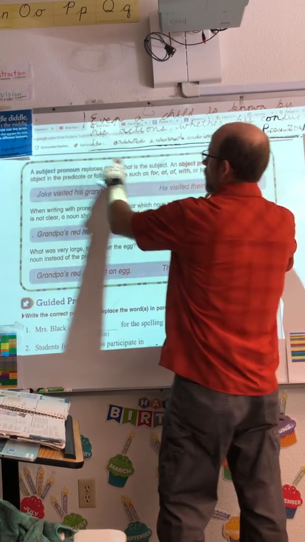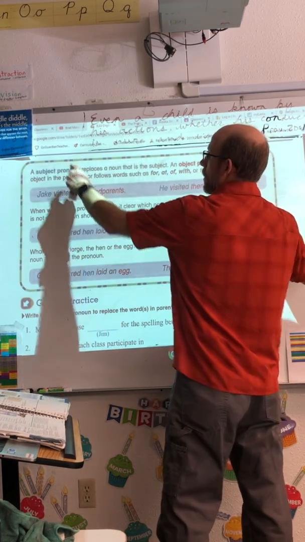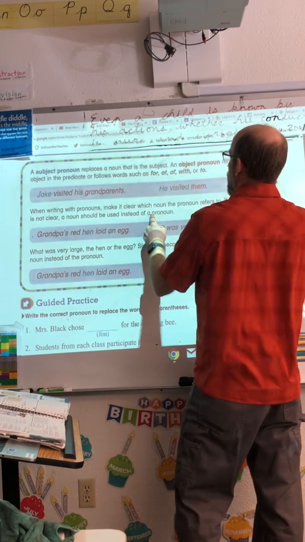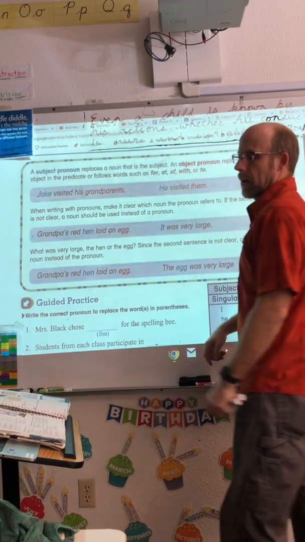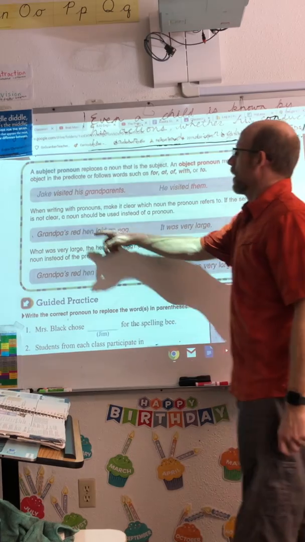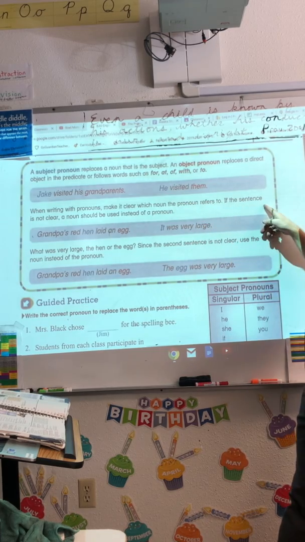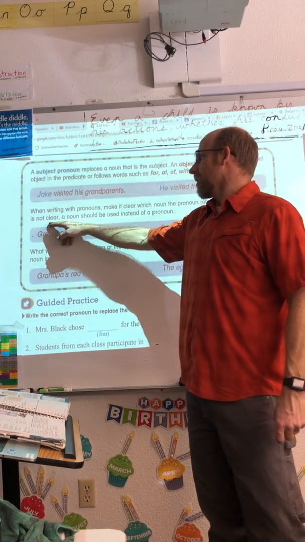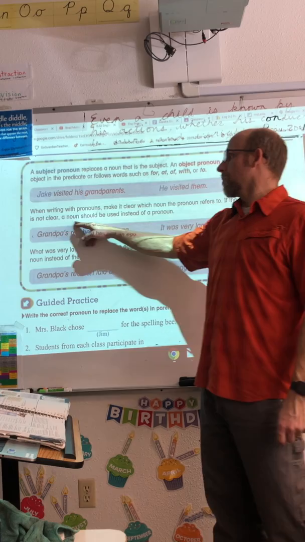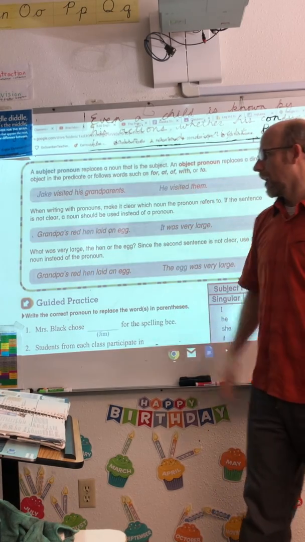If we found the subject side and the object side, we would have found he in the subject side, and we would have found them in the object side, okay? And when writing with pronouns, make it clear which noun the pronoun refers to. If the sentence is not clear, a noun should be used instead of a pronoun, okay?